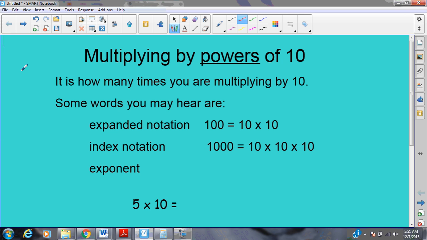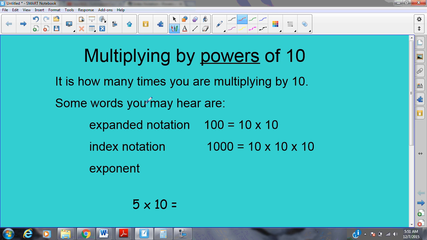Multiplying by powers of 10. This is what we have been practicing in class, but we're just now giving it a name. It's how many times you are multiplying by 10. That's what powers of 10 means.